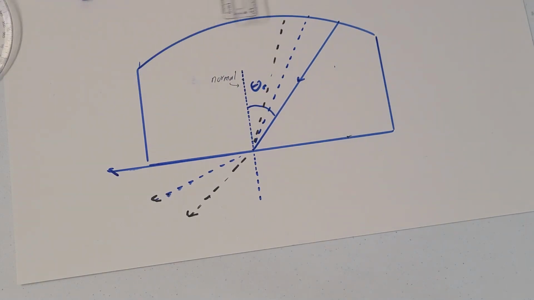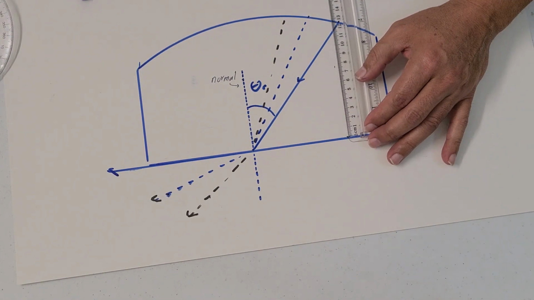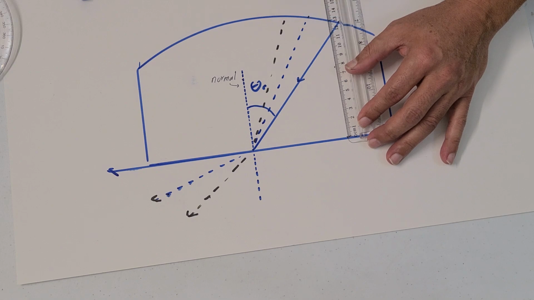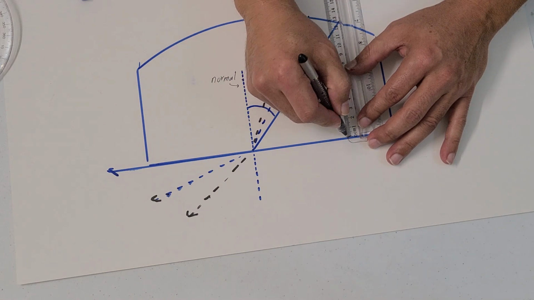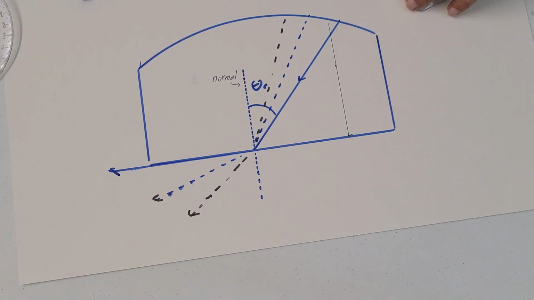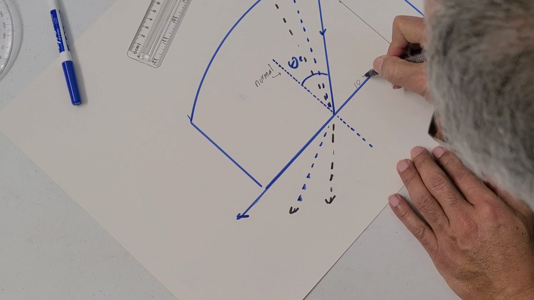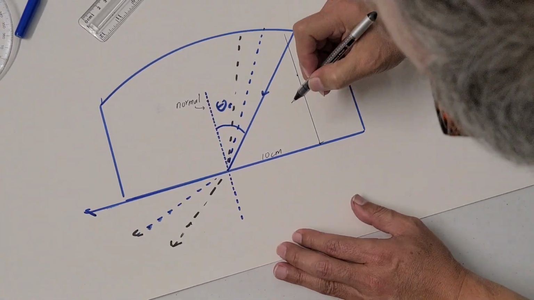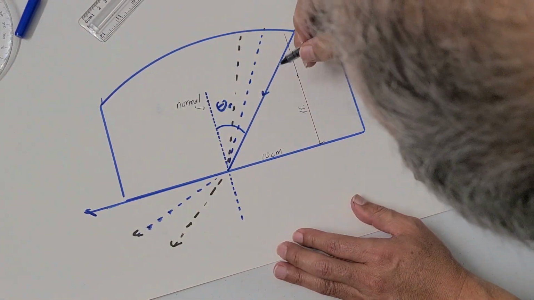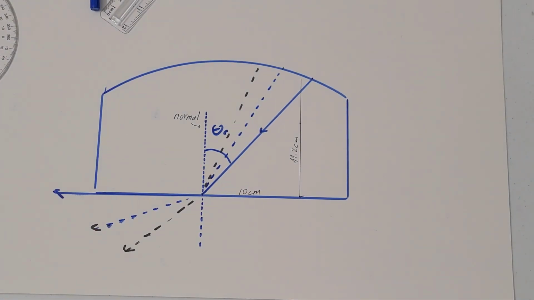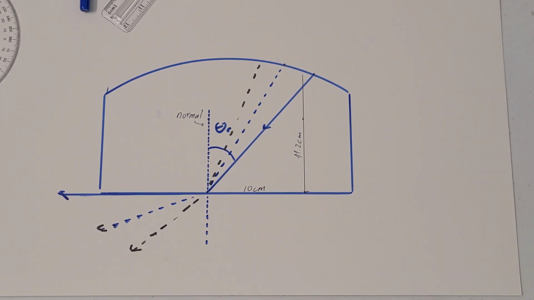Now let's see how many centimeters we have right there. We have like 11.2 centimeters. Great. So if this is 10 centimeters, right here we found this is 11.2 centimeters. You can use this data also to calculate this angle, the critical angle.